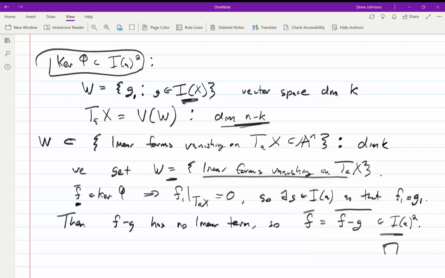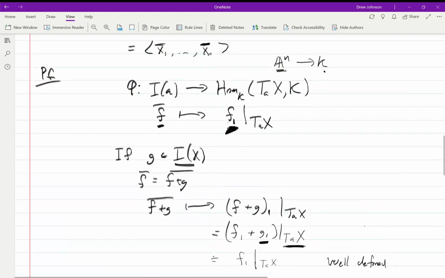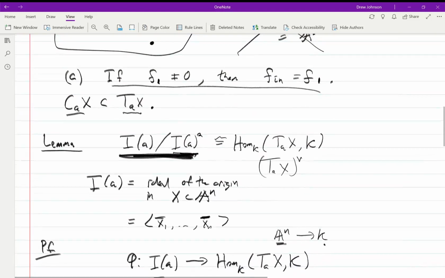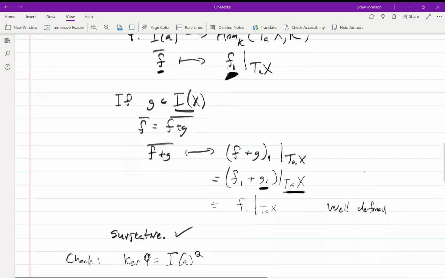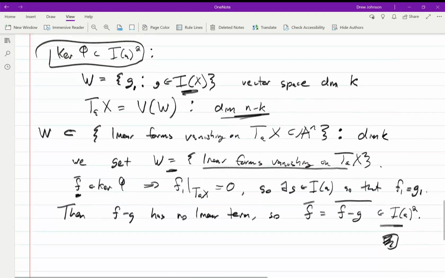All right, so we're done with our lemma. Let me just review the statement. The statement was you take I modulo I squared, and that will be equal to the dual of the tangent space. Okay, I think we're going to stop there for today, and I will return to smooth varieties on Friday.